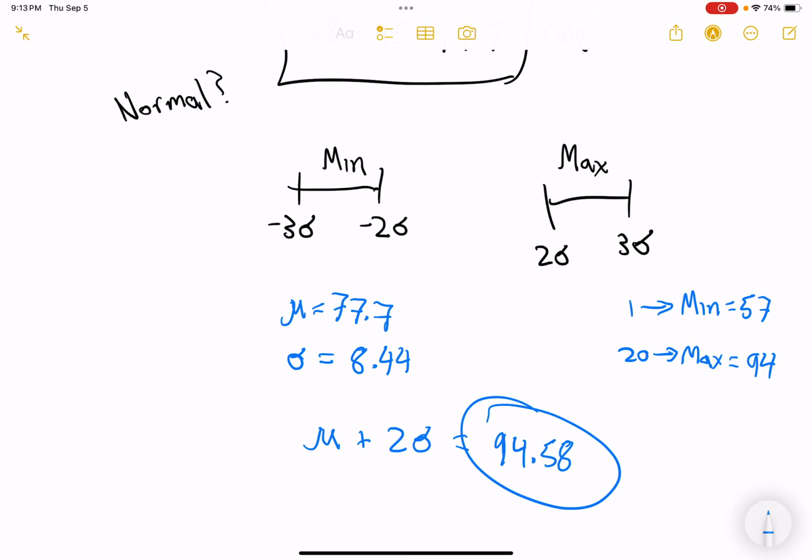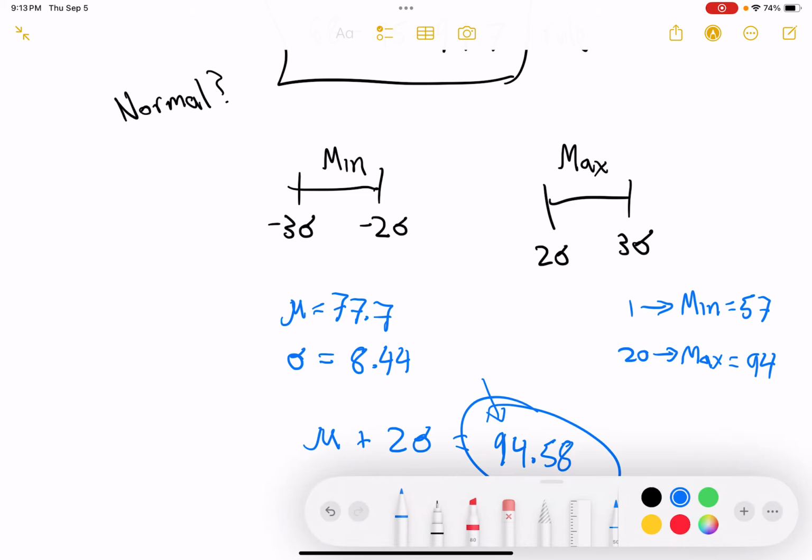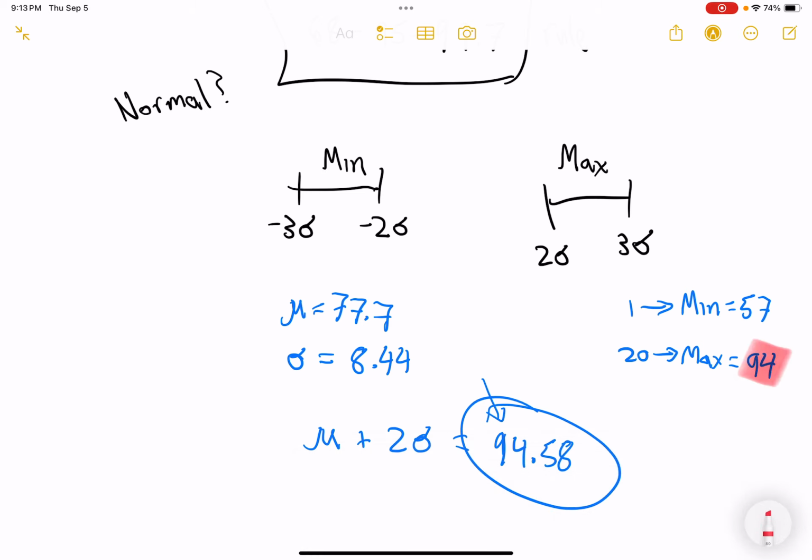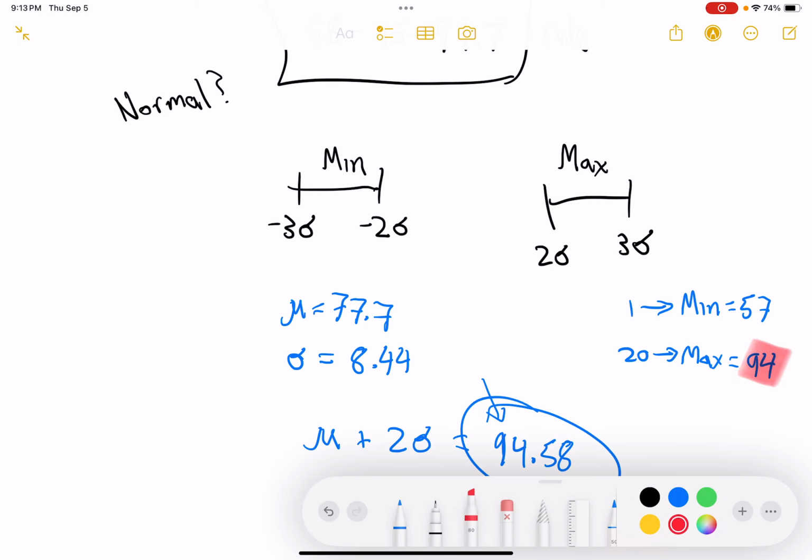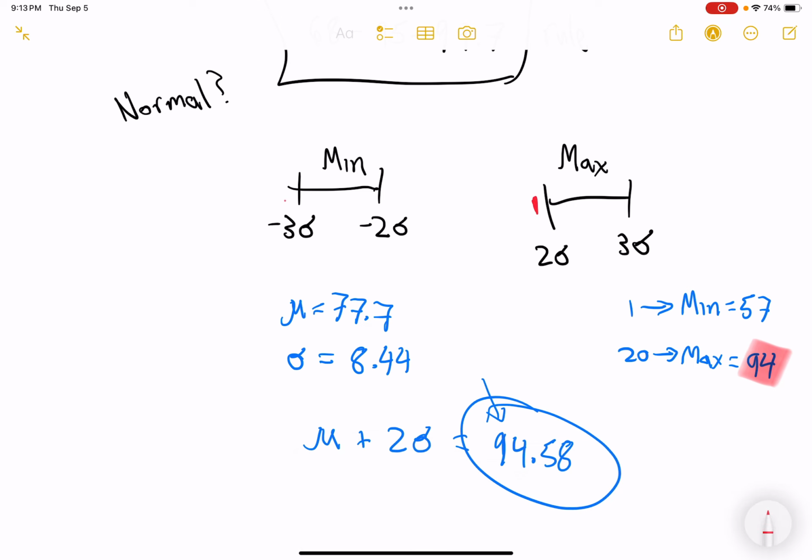2 standard deviations from the mean here is at least 94.58. But my max, as we see over here, is 94, which is lower than 94.58, which means my maximum for this graph is sitting somewhere here. If this were a curve, my max is sitting here, which means the curve is actually like this. And therefore, it is not normal.